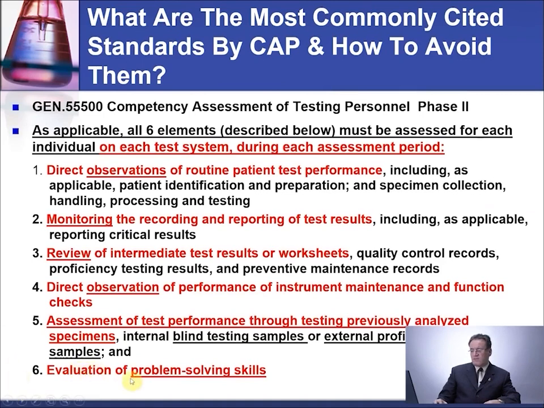For number 6, evaluation of problem solving skills, you can accomplish that in 2 ways. The first one is you need to demonstrate for each test system you have that the tech solves an issue or a problem on that test system, or you can give them a quiz that has at least 1 question about each test system you have in your section, and you need to grade that. Now for PT, blind samples, and problem solving skills, you have to have a score for them, and it needs to be 80% or more to pass.